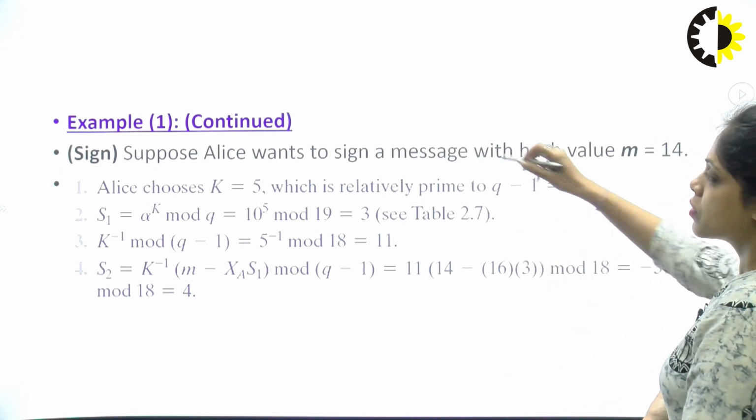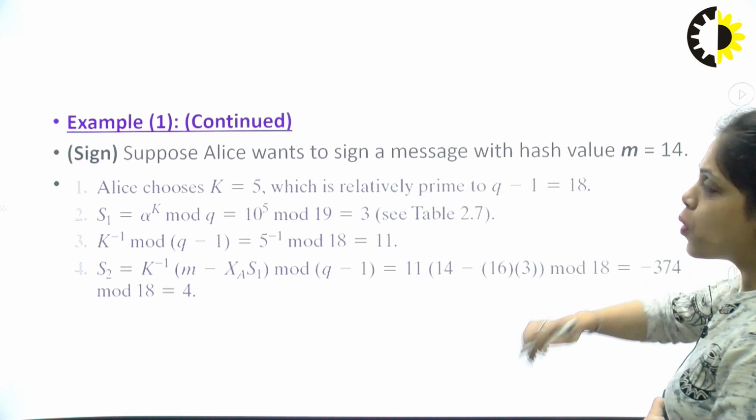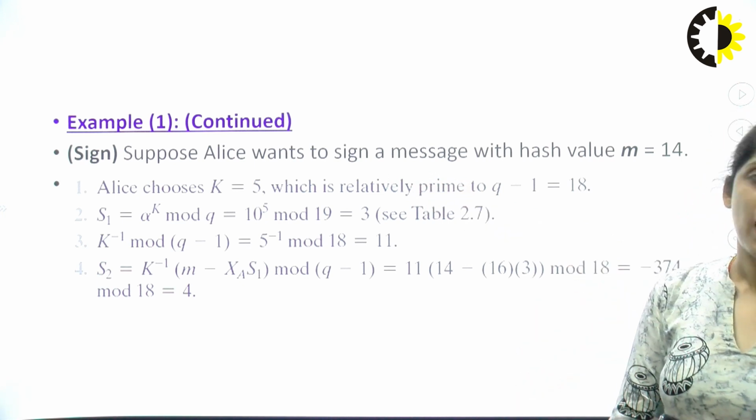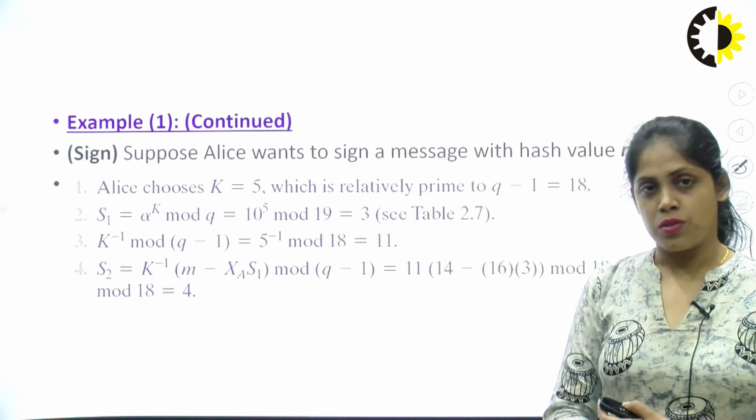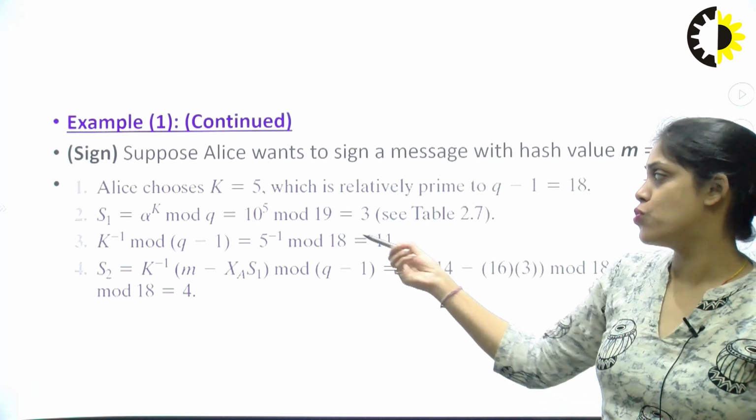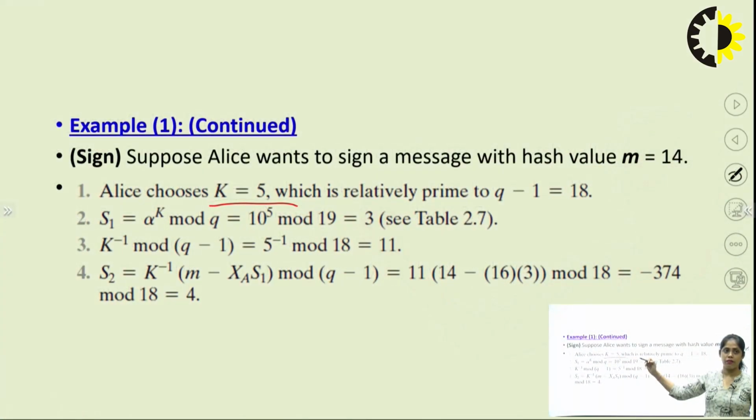Now, suppose Alice wants to sign a message with the hash value m equals 14. So this is the question. Then in that case, what will happen? Alice chooses k equals 5, which is relatively prime to q minus 1 equals 18.